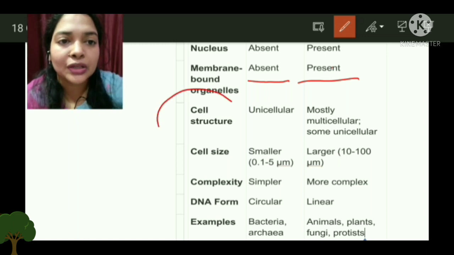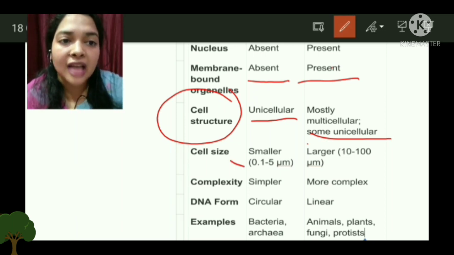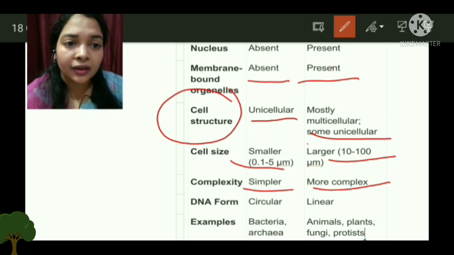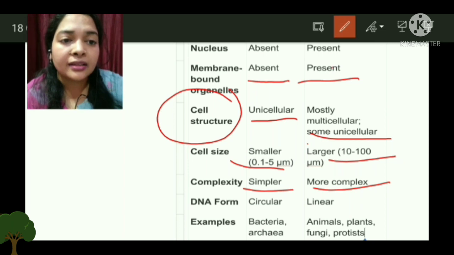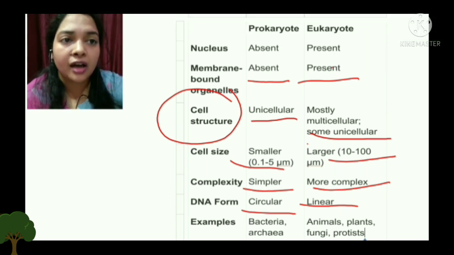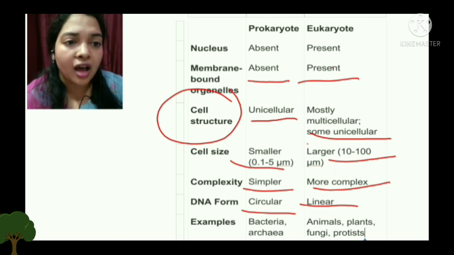Now let's talk about cell structure. Prokaryotes are unicellular organisms, while eukaryotes are mostly multicellular, but some are unicellular. Prokaryotes are small in size in comparison to eukaryotes. Prokaryotes are simple organisms in comparison to eukaryotes. In prokaryotic cell, DNA is circular, while in eukaryotes, DNA is in linear form. The examples of prokaryotes are bacteria and blue-green algae. And the examples of eukaryotes are animals, plants, protozoans, etc.